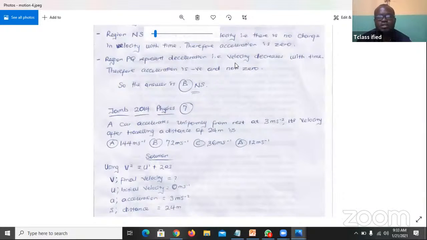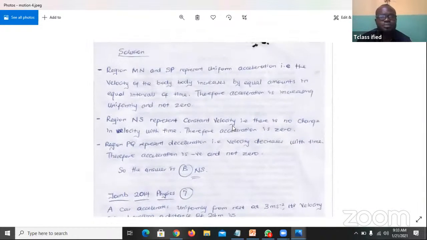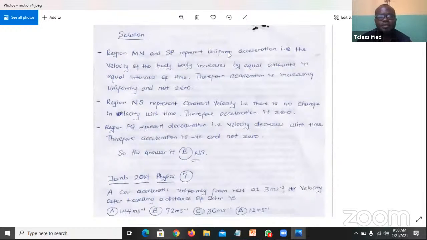Okay, so this is the solution to what we just did. Regions MN and SP represent uniform acceleration, that is the velocity of the body increased by equal amounts in equal time, therefore acceleration is constant. But this region of N and S is the region of constant velocity. Velocity was not changing, so acceleration is actually zero. So region P to Q represents deceleration, that's velocity decreasing with time. So here you have negative acceleration, which we call deceleration or retardation. Okay, so that makes NS the answer.